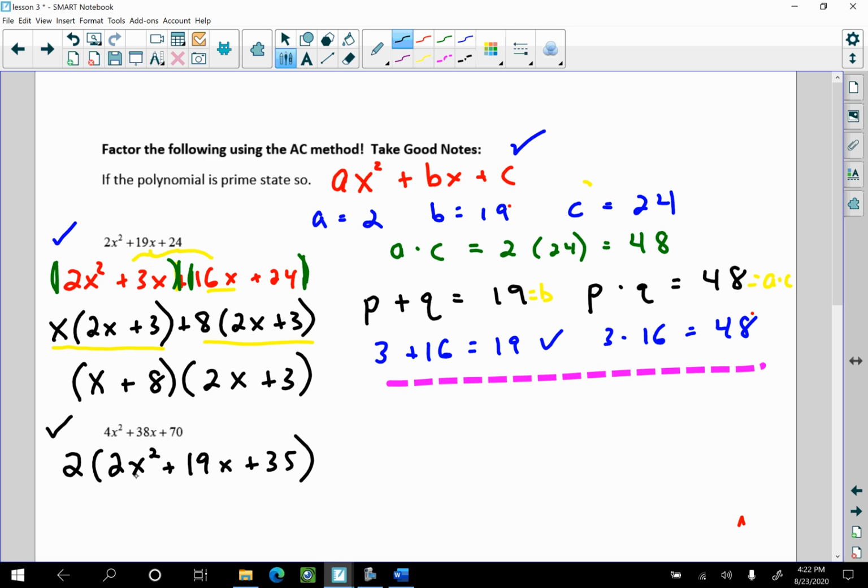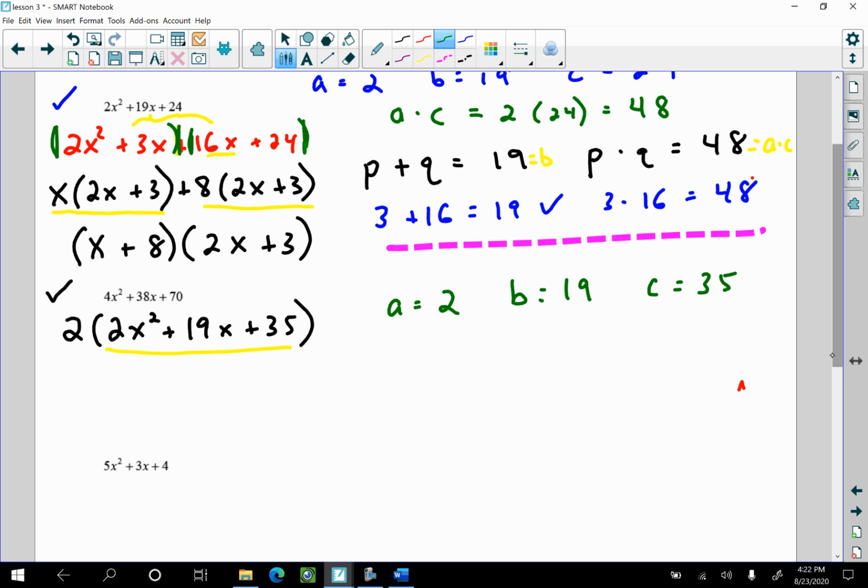Now I'm going to factor this by the AC method. So I have A is equal to 2, B is equal to 19, just a coincidence, the same B's are the same, and C is equal to 35. And so I find A times C. A times C is equal to 70.